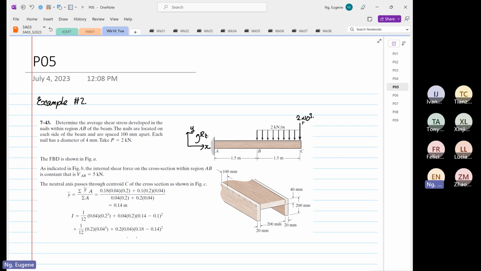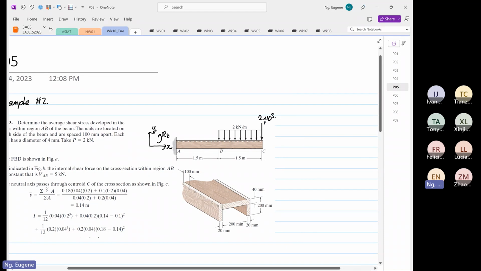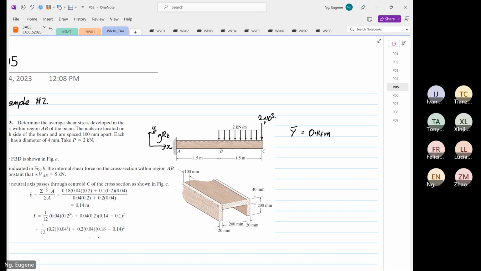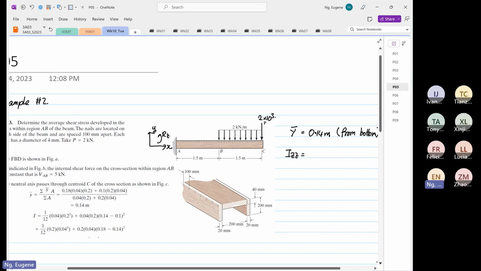Before we go on, you have to find, but I'm not going to waste time on that, our Y bar is equal to 0.14 meters. If it's 0.14 meters, I'm going to say that is from the bottom. And we are given that IZZ is equal to 53.333 times 10 to the power minus 6 meter 4. So let's handle the problem first.